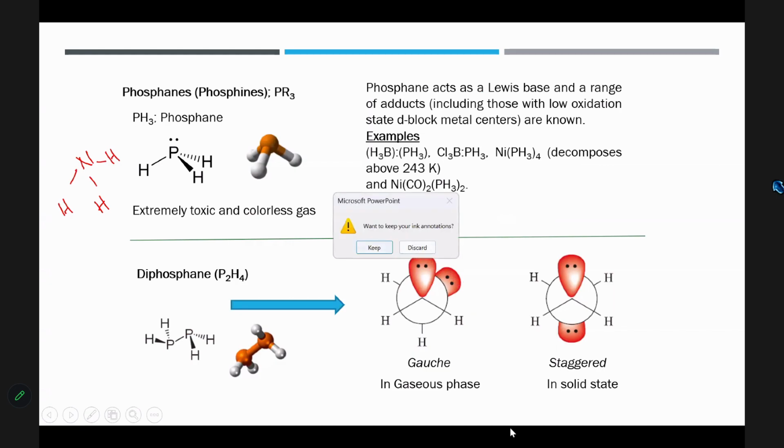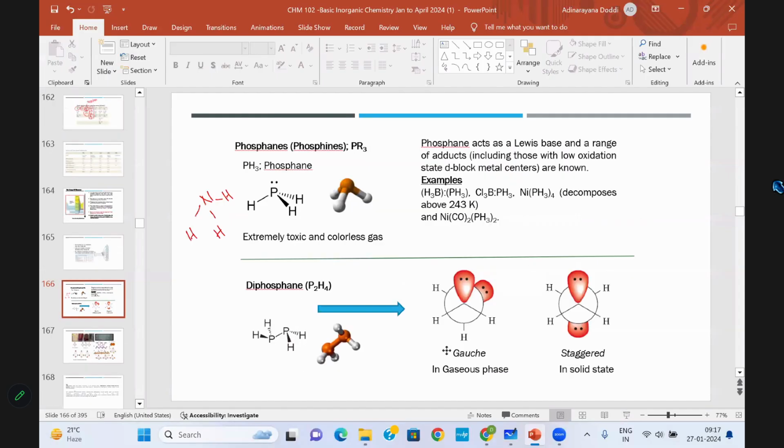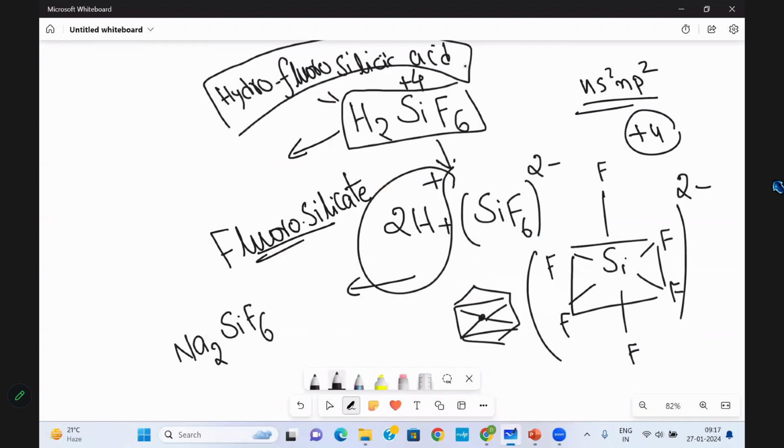Shape. We call it geometry or shape, whatever. What is it? Pyramidal. You are right, trigonal pyramidal. Simply say pyramidal. Don't forget, you should not say negative, because ammonia is the simplest. It's not trigonal planar.